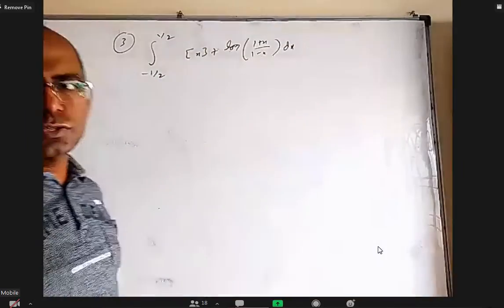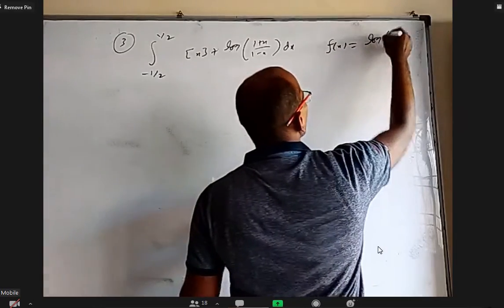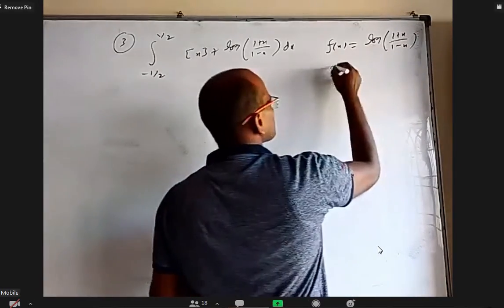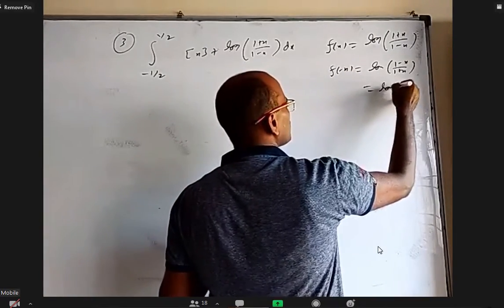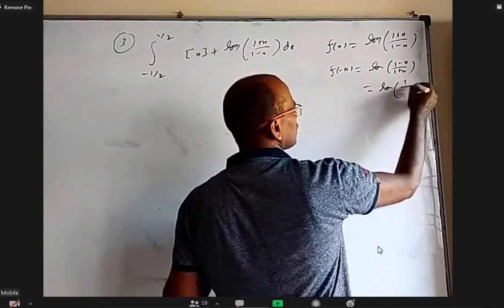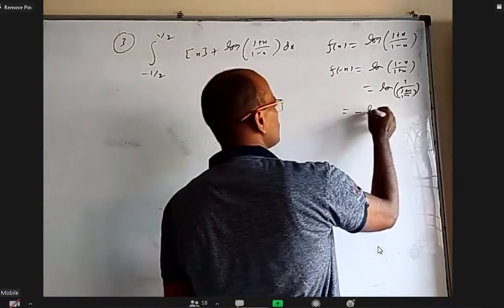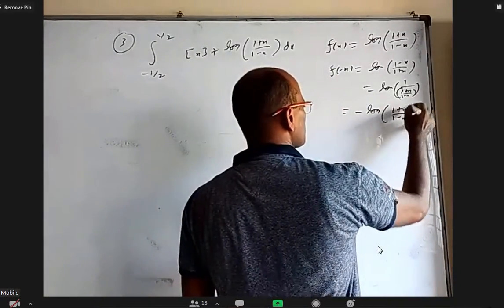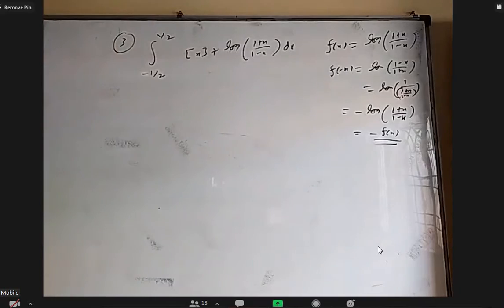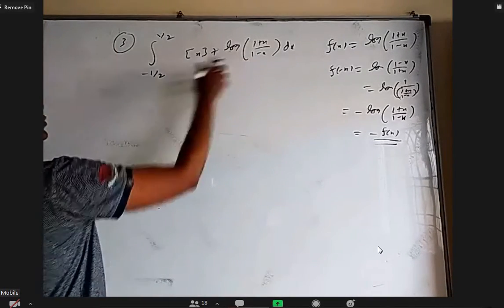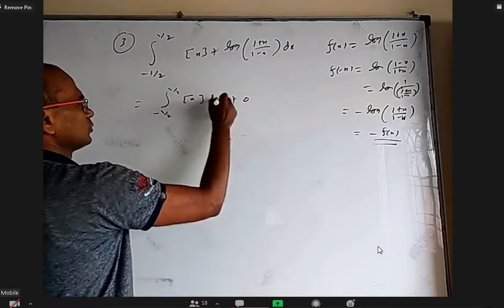Okay, so here very quickly you should recognize that this is an odd function. Why? You take f of x is equal to log of (1 plus x) by (1 minus x). What is f of minus x? Log of (1 minus x) by (1 plus x), which is log of the reciprocal of (1 plus x) by (1 minus x). Log 1 by t I can write as minus log t. So it will be minus log of (1 plus x) by (1 minus x), which is minus f of x. Alright, so it's an odd function, so it will be 0. So integral from minus 2 to 2 of the integer part of x dx plus 0.